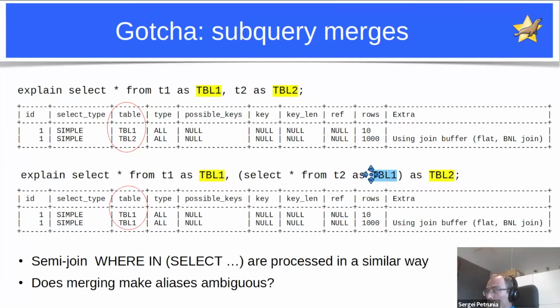But what if we wrap table TBL2 in a subquery, in a derived table? Here it's called TBL1 inside the subquery, and we alias it to TBL2 upwards. Here we see that there are two tables, TBL1 in the top level. So if you write the hint, and the semi-join transformation for WHERE IN select clauses is processed in a similar way, where the tables can be pulled up into the parent select and they keep the aliases that they had down there in their original select.